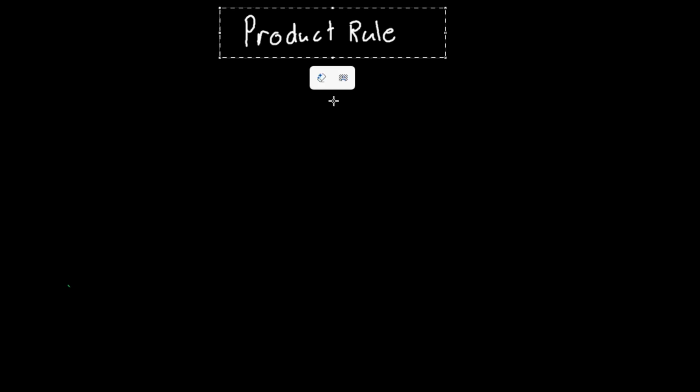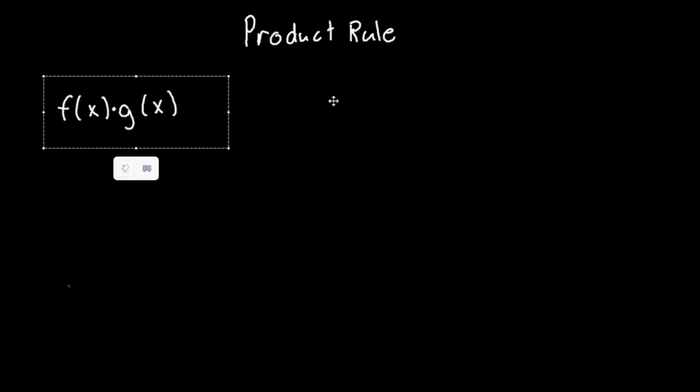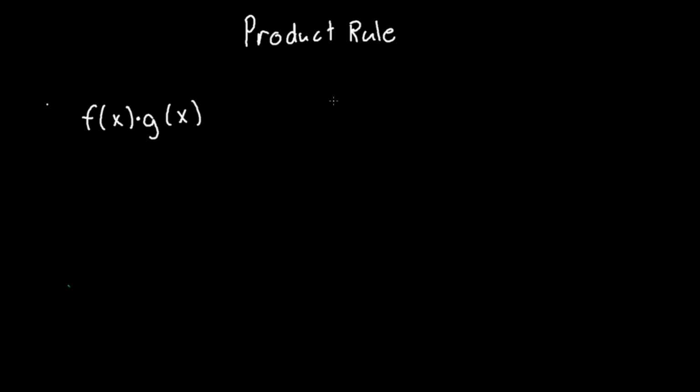In this video, we'll be talking about product rule. So what is product rule? Well, when you have two functions and you want to find the derivative of them, you can't just individually separate them. So let's say you had a function f of x multiplied by your function g of x, and you wanted to find the derivative of these two functions.